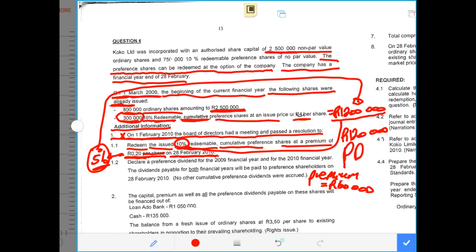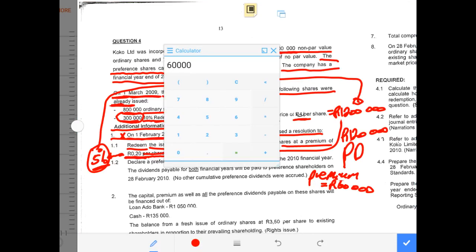So now if the premium was given as 5%, please calculate it from the capital that is being redeemed. And in this case, our capital is 1,200,000 that is being redeemed. Then we multiply that by 5, we divide that by 100, it still gives us the same 60,000 rands. So now either the premium is given in rands or given as a percentage, at the end of the day or at the end of the calculation, the premium will come up to the same amount.